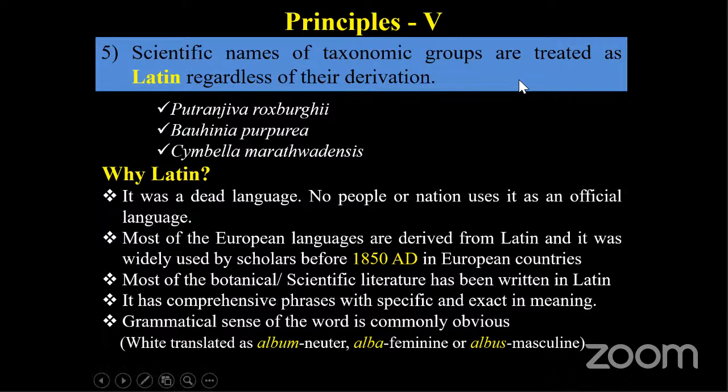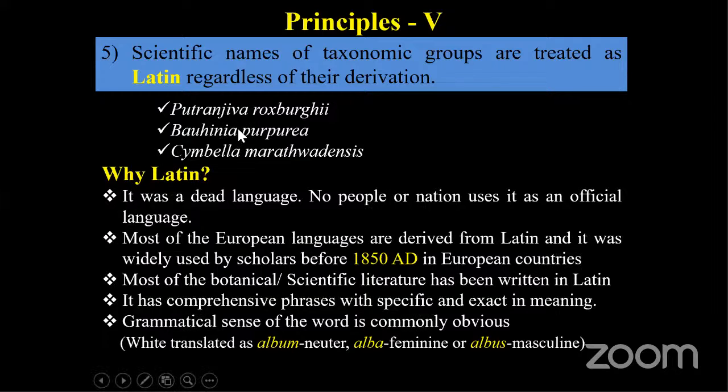So the scientific names of a taxonomic group are treated as Latin regardless of their derivation. Say, for example, I am giving you certain examples. Putranjiva roxburghii. Actually, Putranjiva is a name which comes from the Sanskrit word. And Roxburghii is after the scientist William Roxburgh, on whom the name has been given. So these names should be Latinized. So Putranjiv, when it is treated as Latin, becomes Putranjiva. Roxburgh has been converted into Roxburghii.